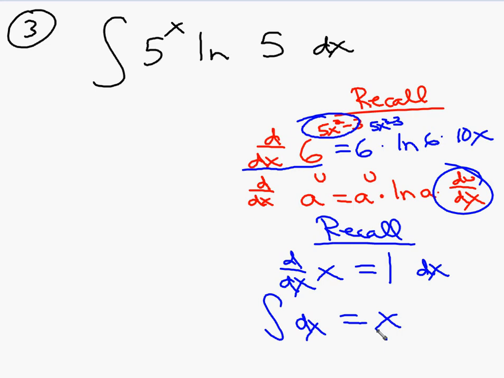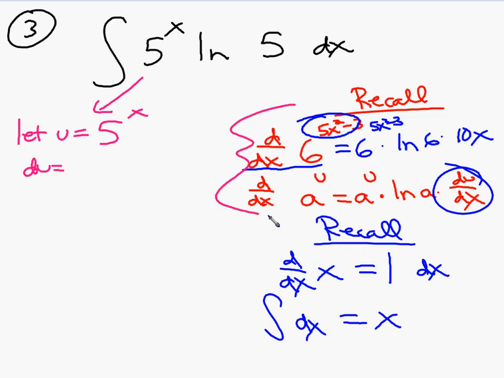So watch. On this problem, I need a new color. How about this pinkish? If I let u equal 5 to the x, then du, according to everything we just learned over here, is 5 to the x times the natural log of 5 times the derivative of x, which is just what? 1 dx.